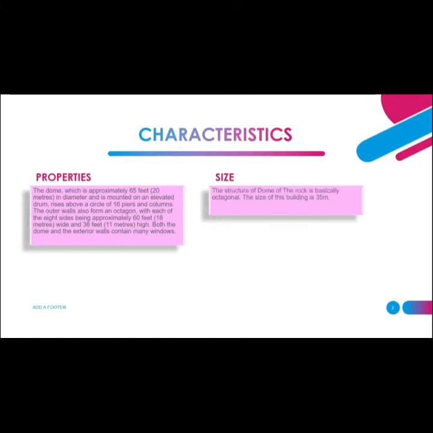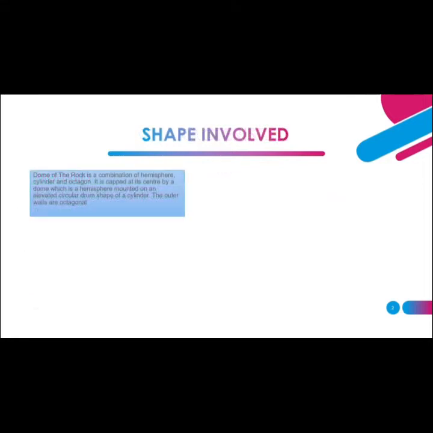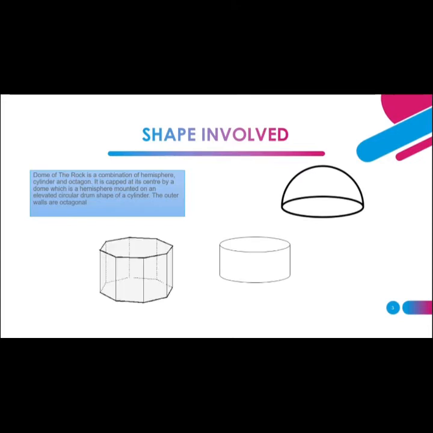The structure of the Dome of the Rock is basically octagonal. The size of this building is 35 meters. The shape involved in the Dome of the Rock is a combination of hemisphere, cylinder, and octagon. It is capped at its center by a dome, which is a hemisphere, mounted on an elevated circular drum in the shape of a cylinder, and the outer walls are octagonal.